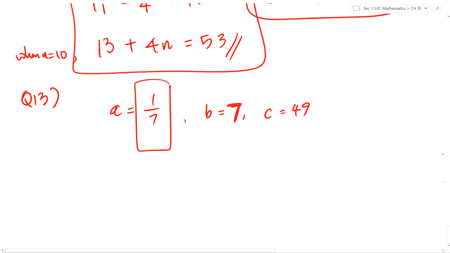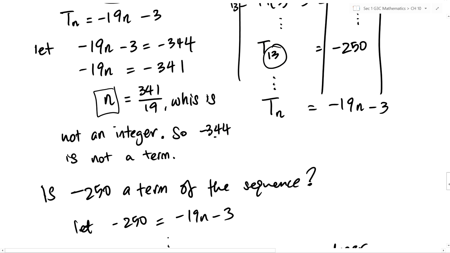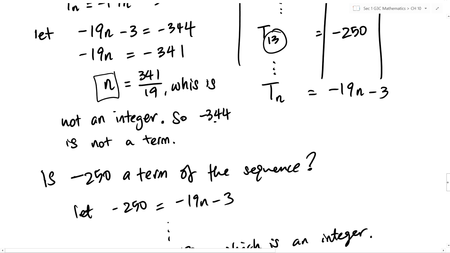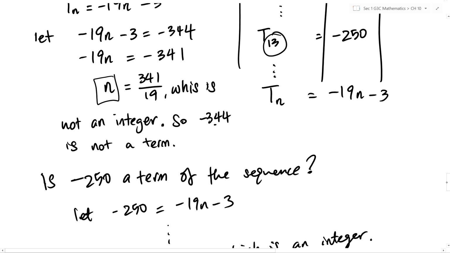How about we try what we did earlier on? Earlier on, when we tried to find out whether negative 344 is part of the sequence, we had an approach. When I asked you, is negative 250 a term in the sequence? We had the same approach. Shall we try using the same approach? Let's see what happens.